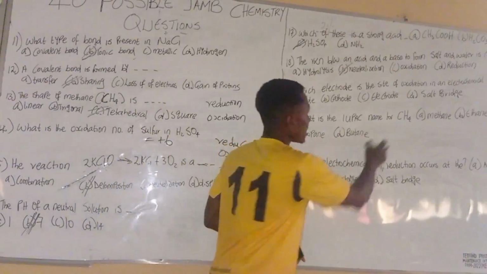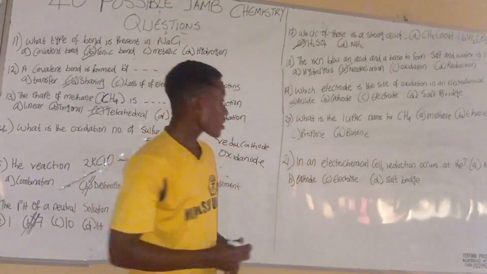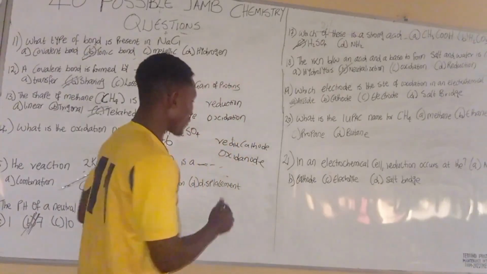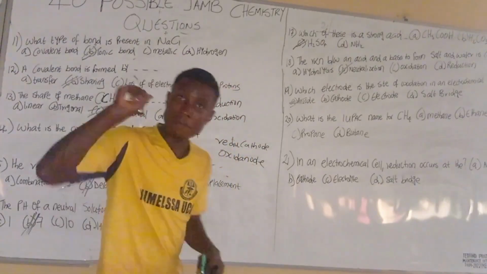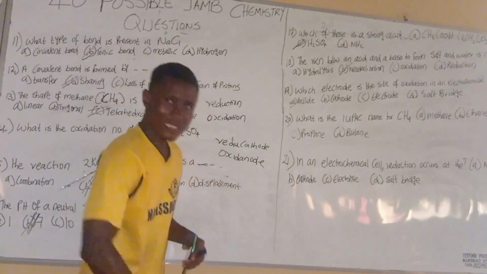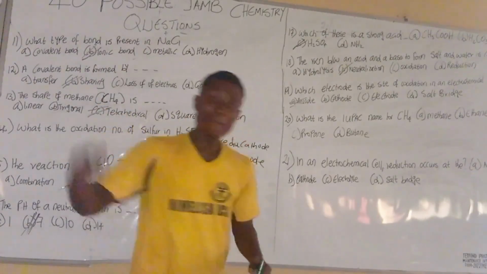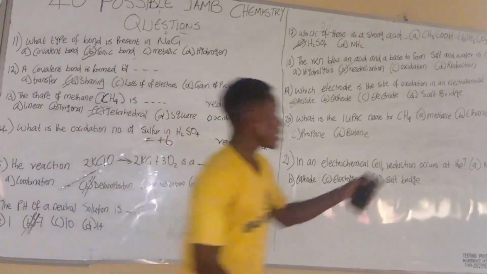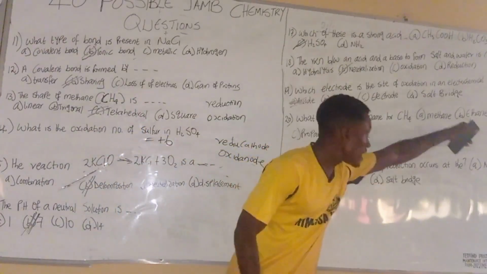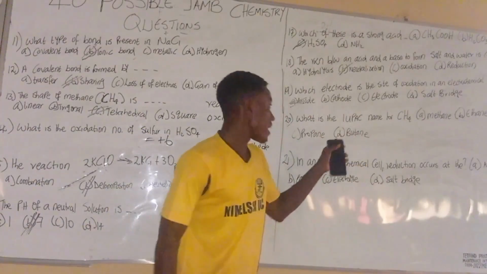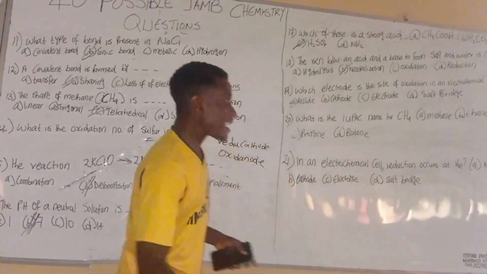Number 20. What is the IUPAC name for CH4? CH4, remember, is methane, a member of the alkanes family. So we have A, methane, B, ethane, C, propane, and D, butane.